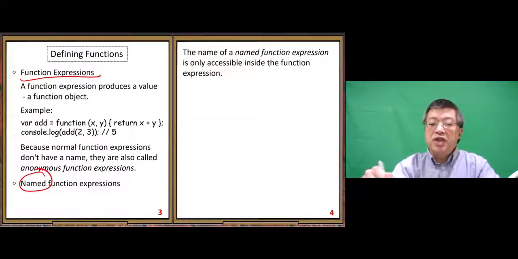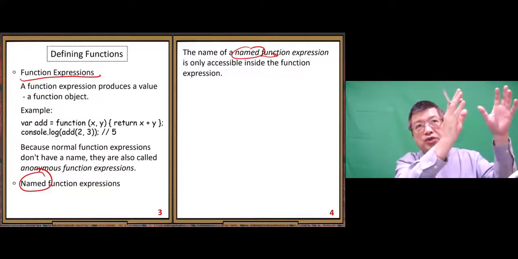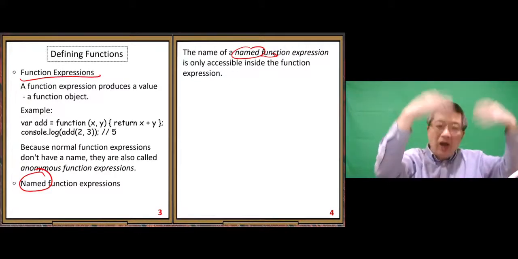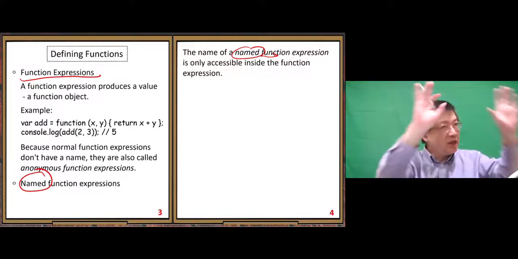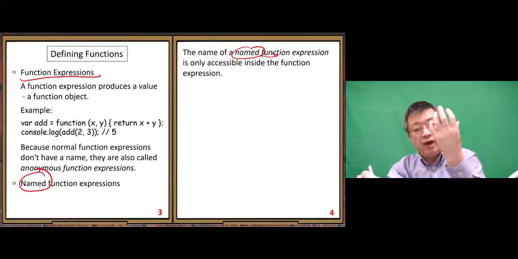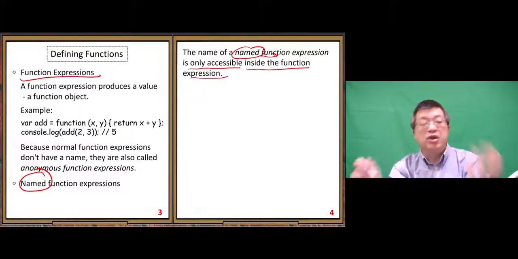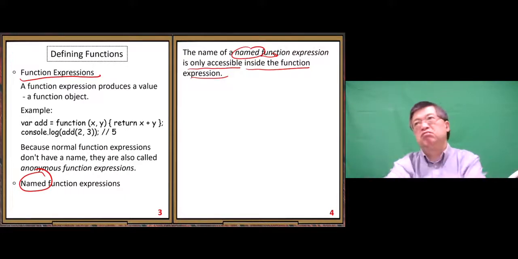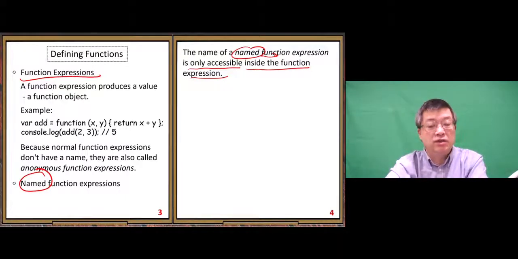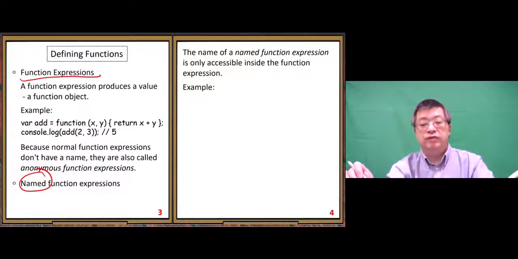Only accessible inside the function expression. Although you provide a name to your function, that's different from our usual function name. When we declare a function, provide a function definition, it's not like that. Because here, the name you provide to a function expression can only be accessed inside the function expression, not outside the function expression. That's the rule. That's the difference. Yeah.